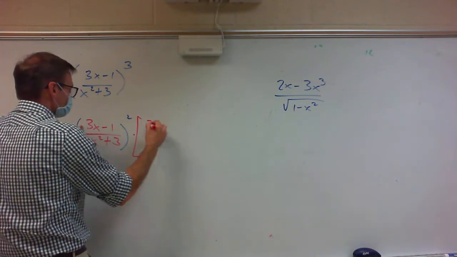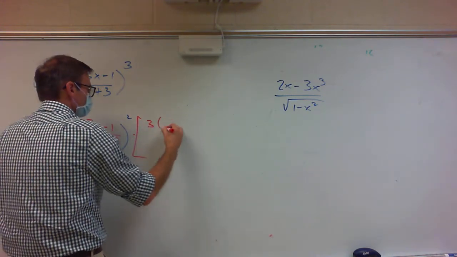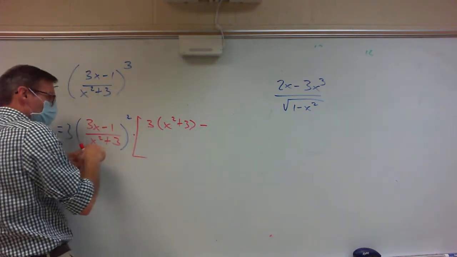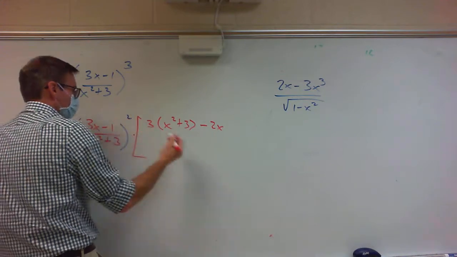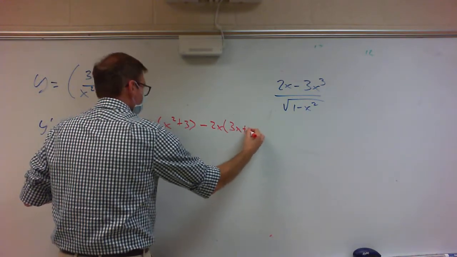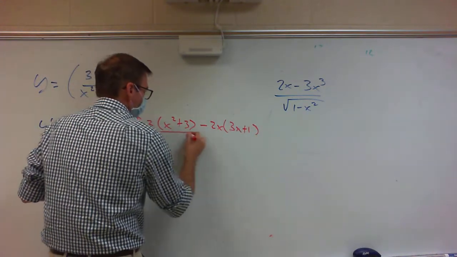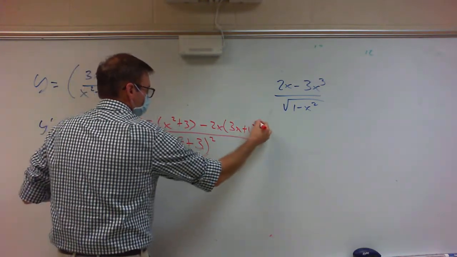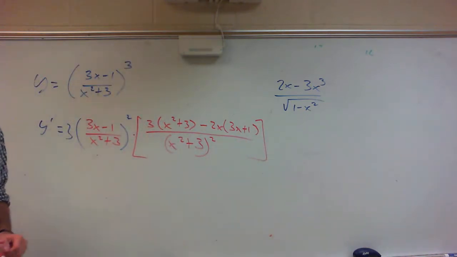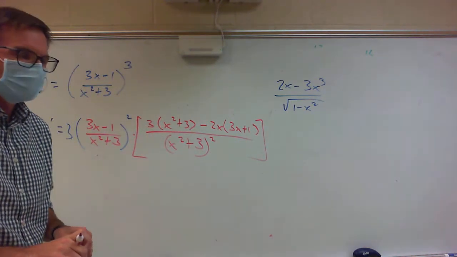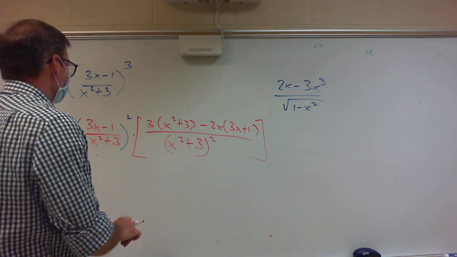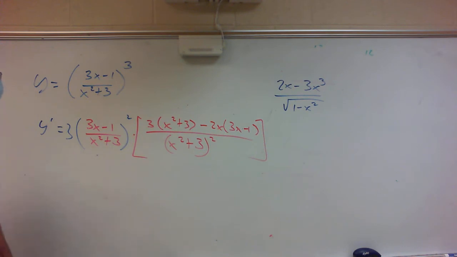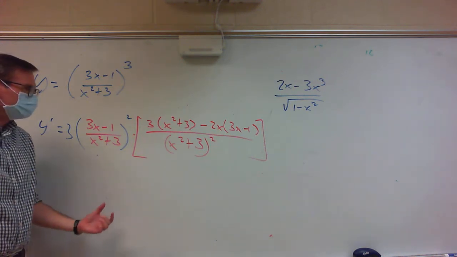So I'm going to use quotient rule. Derivative of the top, which is 3, times the bottom, which is going to give me x squared plus 3, minus derivative of the bottom, which is 2x, times the top, which is 3x plus 1, all over x squared plus 3 squared. Mr. Alvis, I have a question. Yes. Is it 3x minus 1 or 3x plus 1? Oh, whoops. It's minus 1. I can't read.